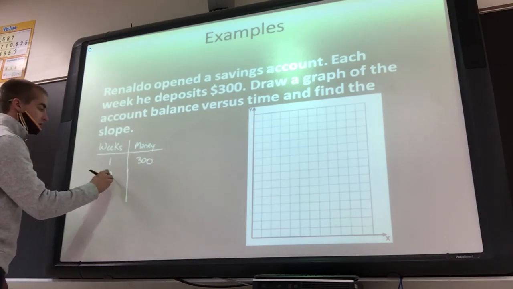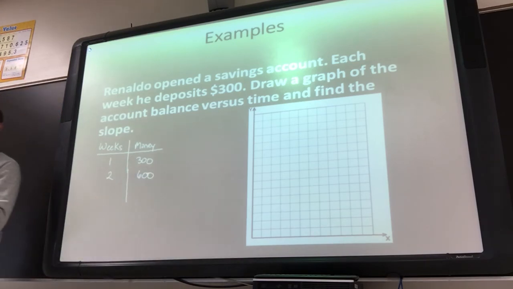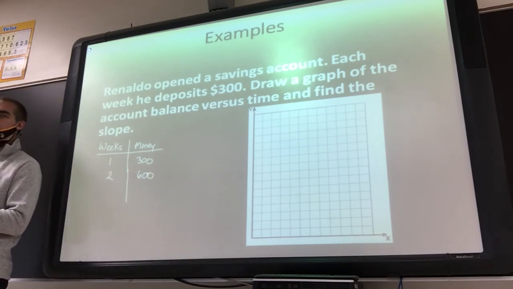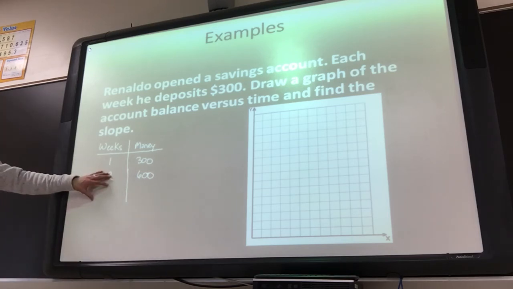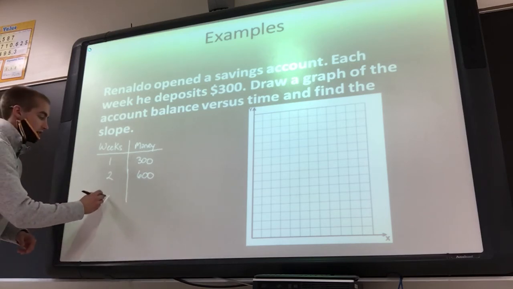After 2 weeks, 600. And think about it, to find the slope, do we need more than 2 points? We just need 2 points, right? So that's all that we need. Second thing, figure out what's x and what's y. Weeks is x, money is y.